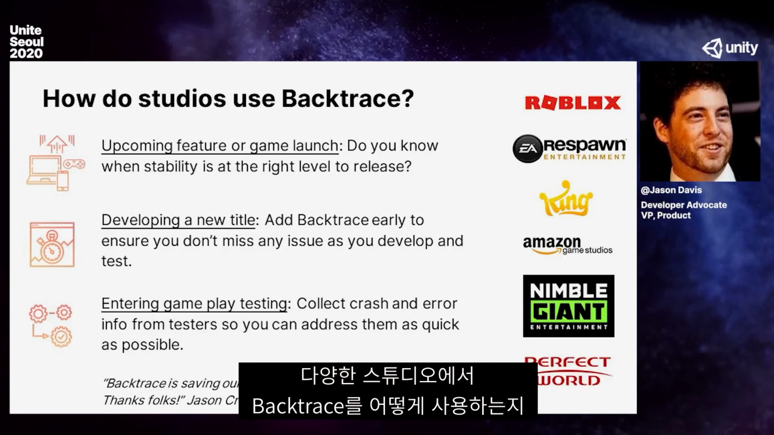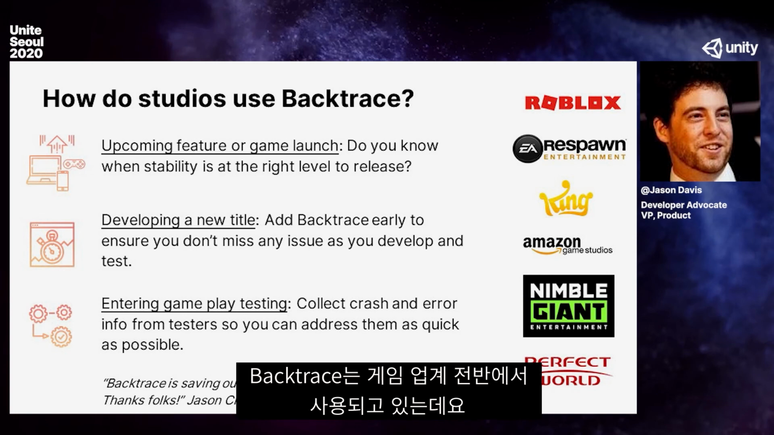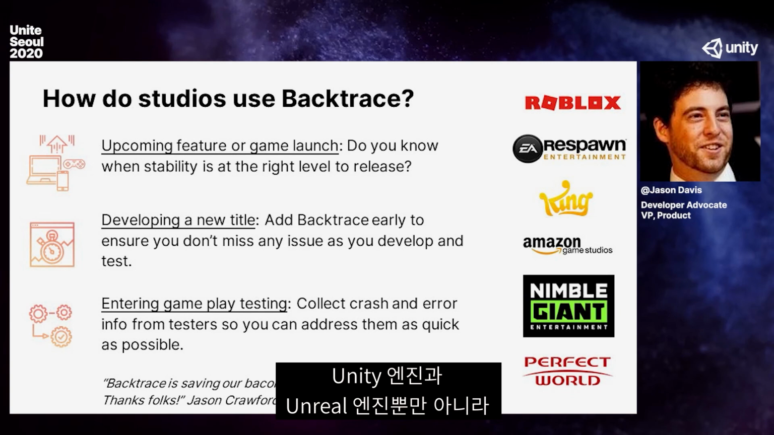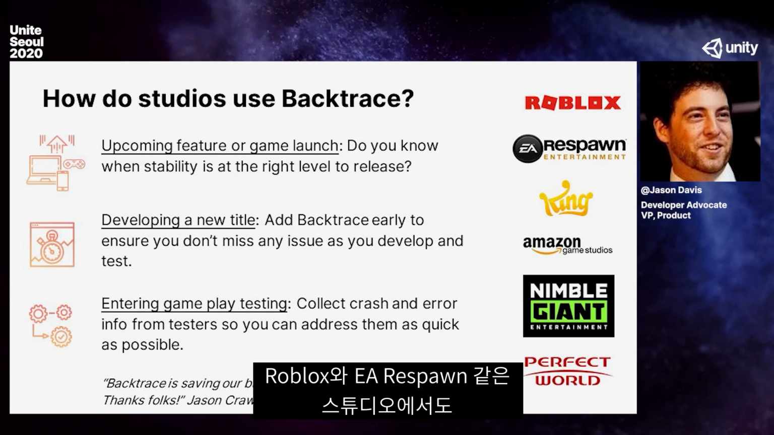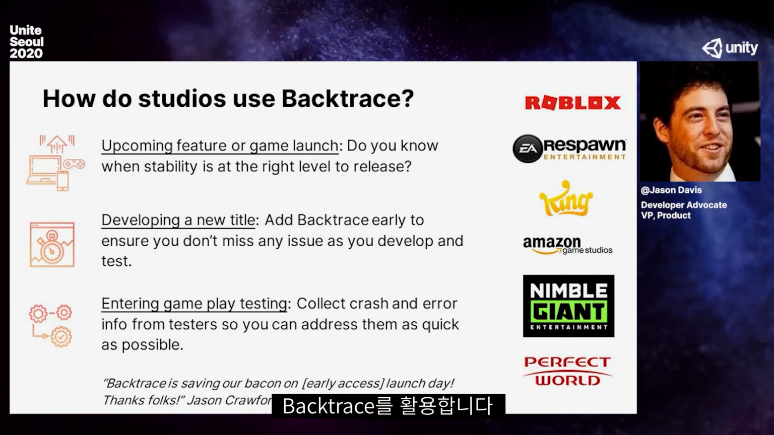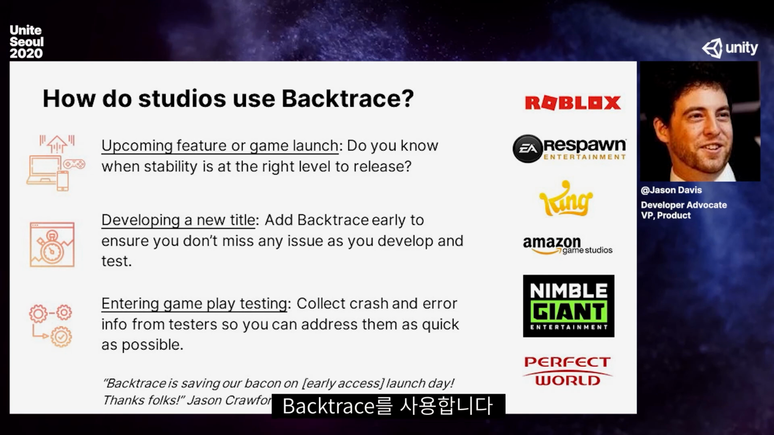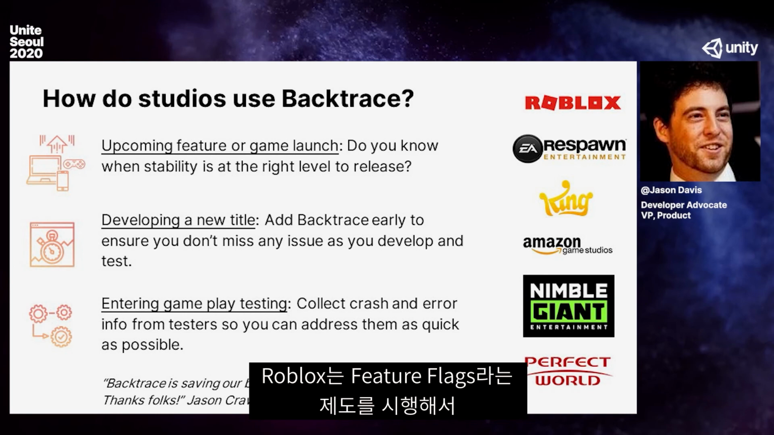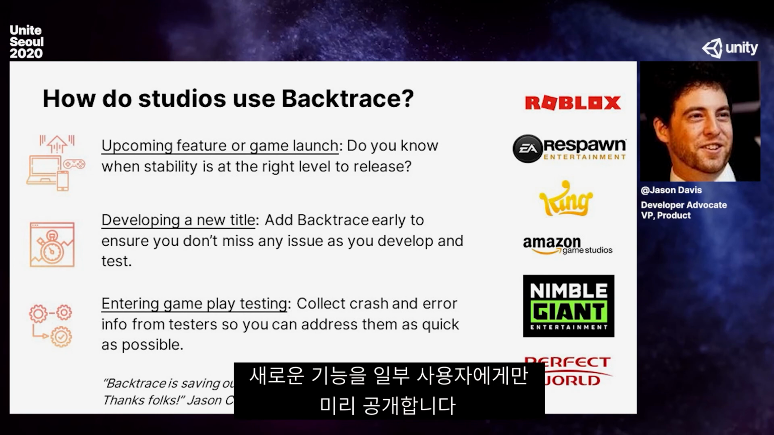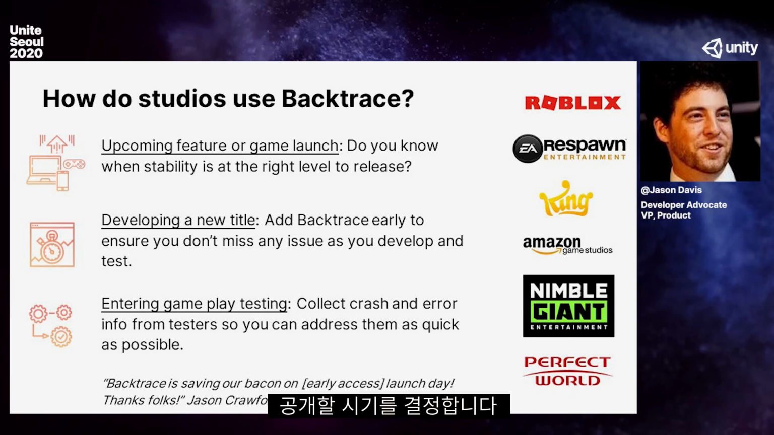So let's talk a little bit about how different studios are using Backtrace. Backtrace is used throughout the gaming industry, not only Unity Engine and Unreal Engine, but custom engines as well. Folks like Roblox and EA Respawn make use of Backtrace throughout the game development lifecycle. Roblox is a great example of a company that uses us whenever they're doing upcoming feature launches. They practice the notion of feature flags, where they enable new features to a small subset of their users. They track the feedback and the stability, and when it reaches a certain level, they decide when it's ready to be released to a larger population.